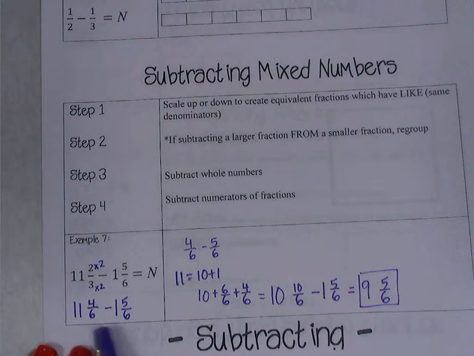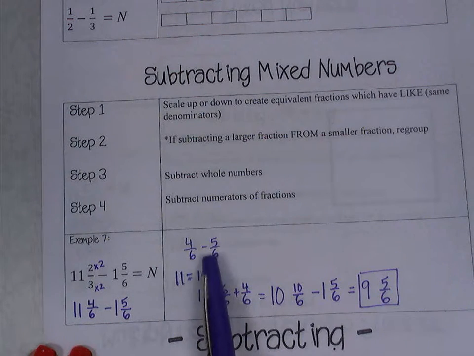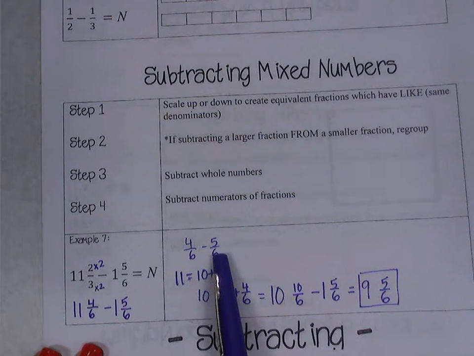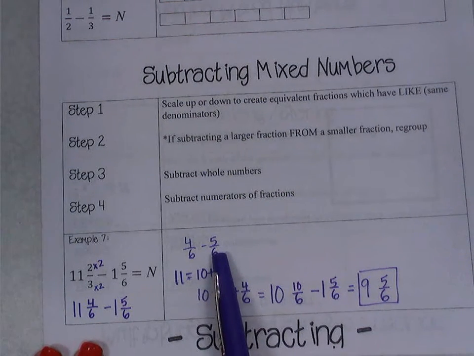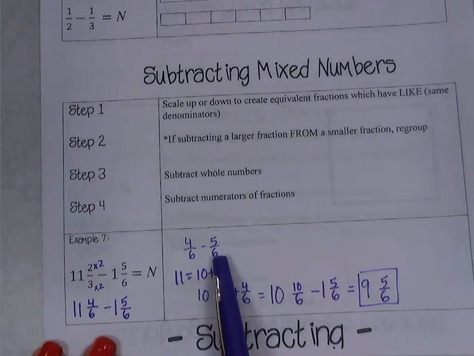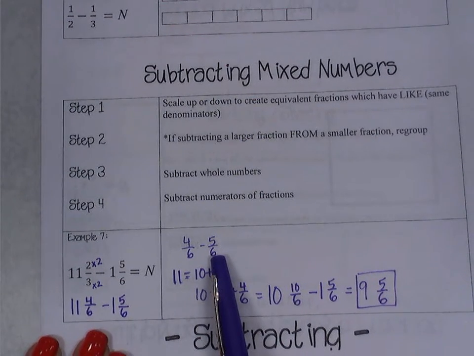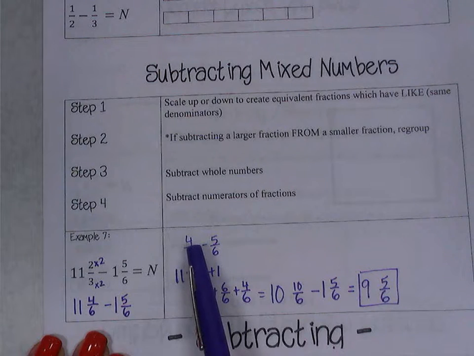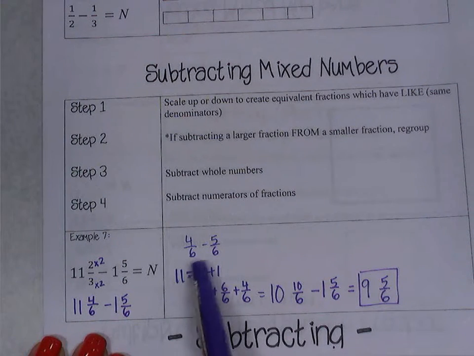Step 2 is subtracting the fractions. 4/6 minus 5/6. So if you notice, subtraction is not commutative. That means 4 minus 5 is not the same as 5 minus 4. We can't just change the order. If we try to take away 5 from 4, you might notice that we don't have enough to do that. So what can we do?